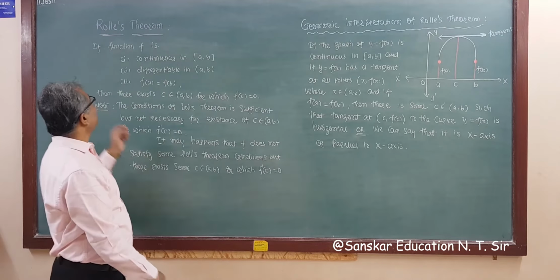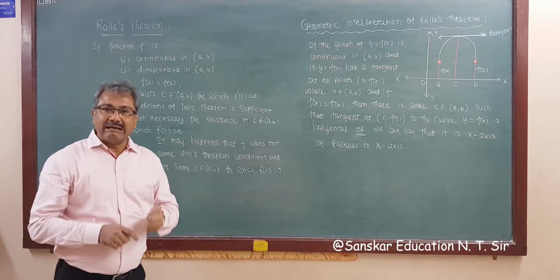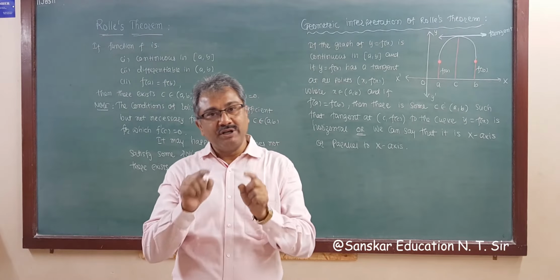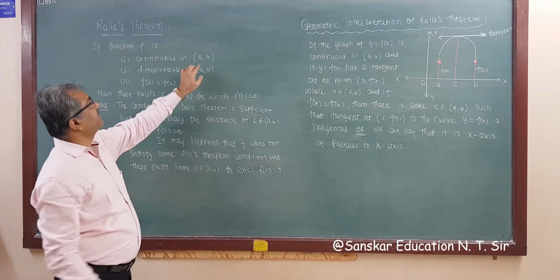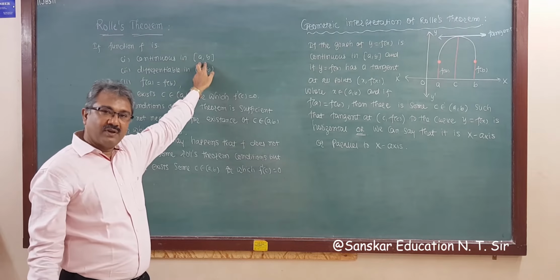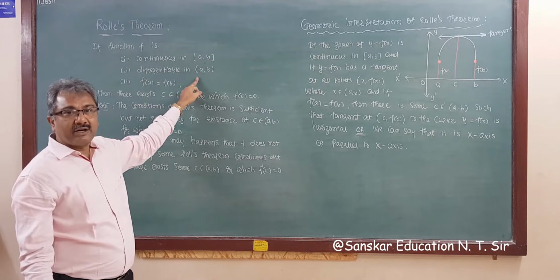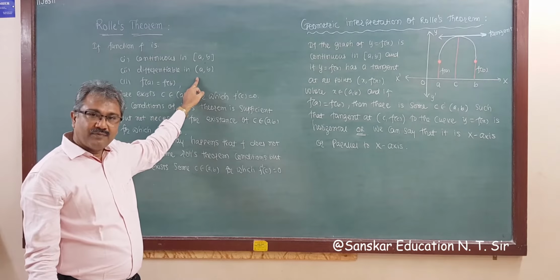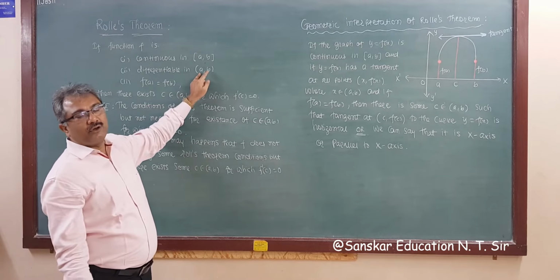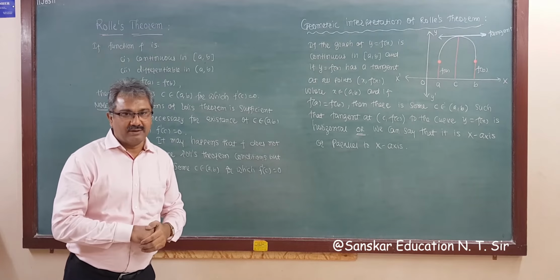Rolle's theorem says that if a function f is given, then that function is continuous in a closed interval. Suppose the closed interval is AB. Then f is continuous in the closed interval AB. Also the function is differentiable in the open interval AB. And the third condition is f of a is equal to f of b, meaning you take the endpoints of the interval, f of a is equal to f of b, right?